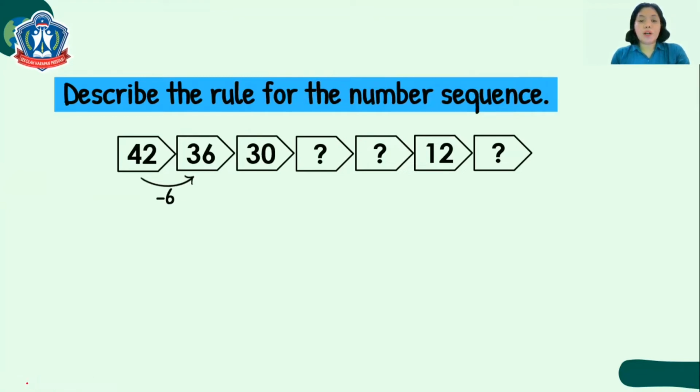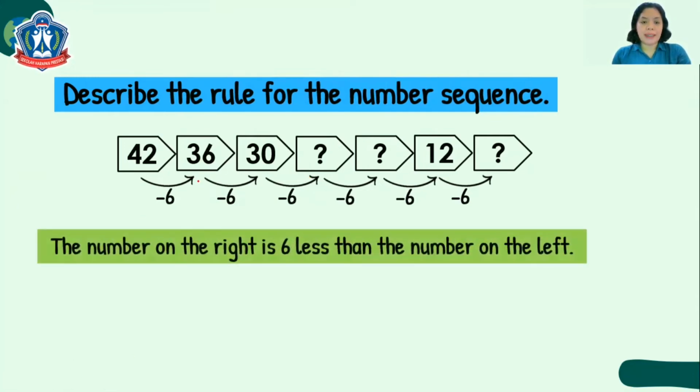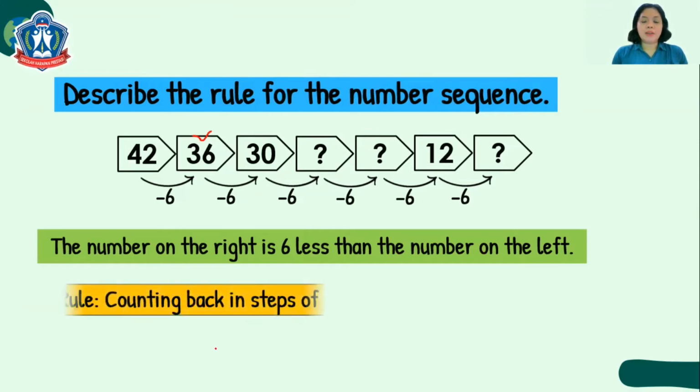And it is the same for all numbers. So in a number sequence, the counting is either counting on or counting back. So 42 count back by 6 is 36. Then we have 30 and we have 2 blanks. Later, let's find out the missing 3 numbers. As you observe, children, the number on the right side, let's say 36, which is on the right side of 42, is 6 less than the number on the left. Therefore, all numbers on the left of a given number have greater value. So our rule is counting back in steps of 6.